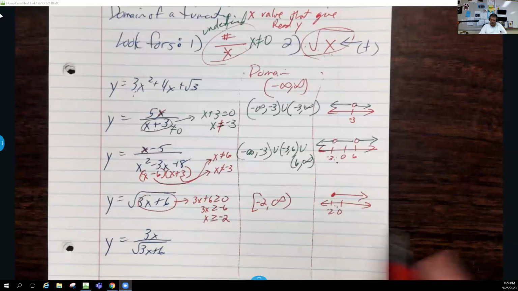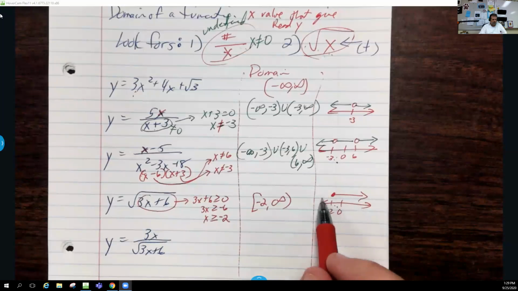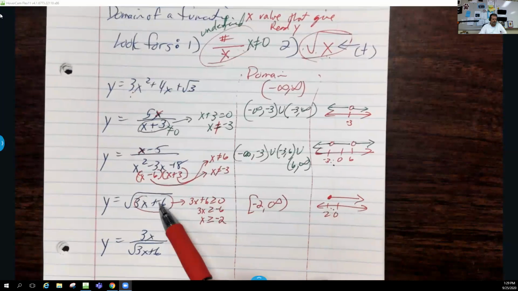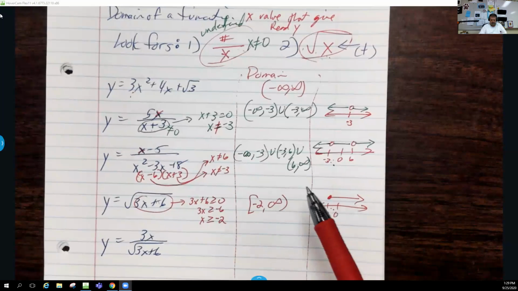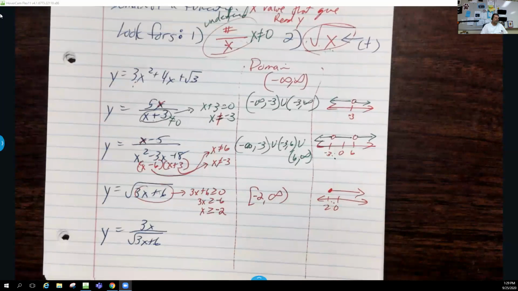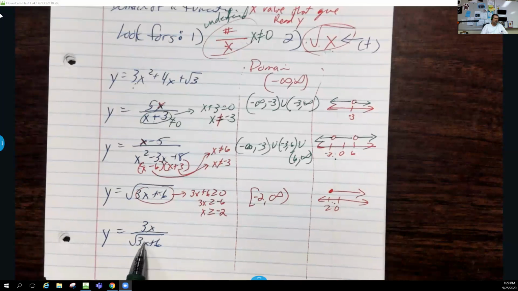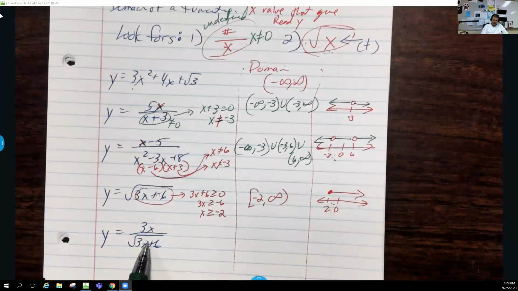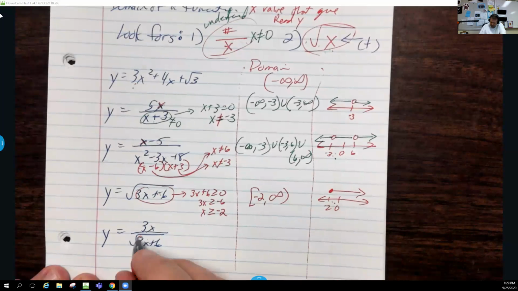That's my domain. All those x values work. Anything not on this line would give me a negative inside here, which would be imaginary. Okay, now notice I have one more. It's a little bit different. It's not only a square root, it's an x on the bottom. Now remember, this cannot be 0 at the bottom either. So this sets up almost the same, just a little bit different.